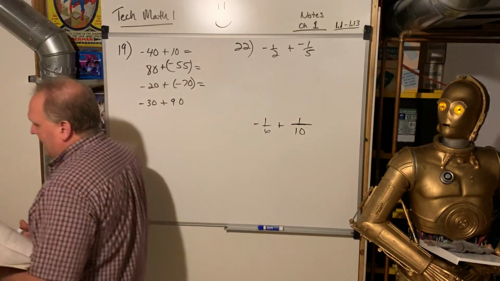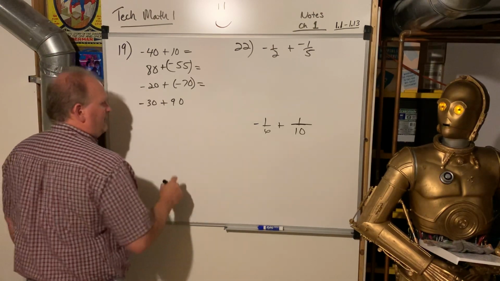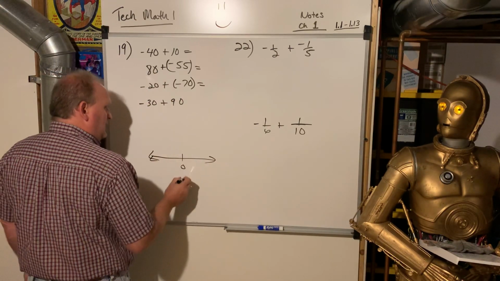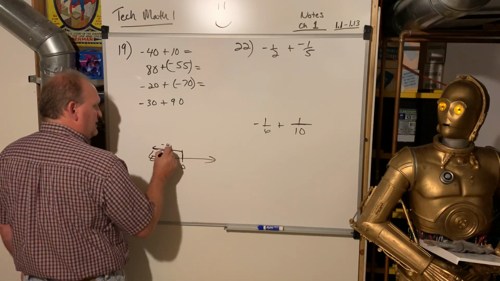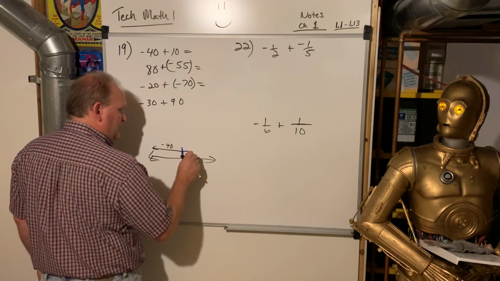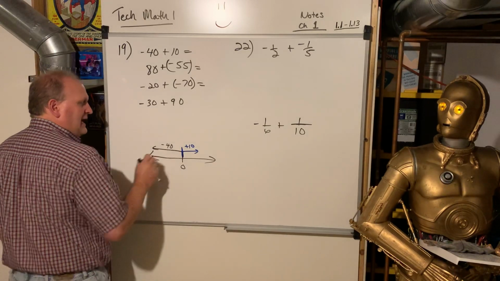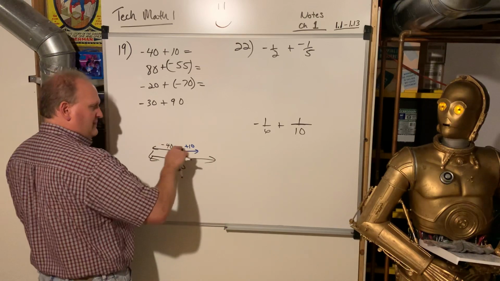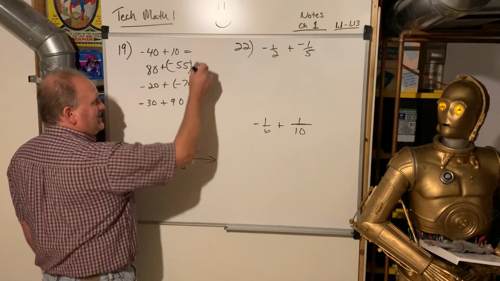Okay, so these, adding positives and negatives together, you think of it as a tug of war. Look, if I had this on a number line, and negative 40, here's 0. There's a force being applied at this point of negative 40. And then there's also a force being applied at that point at positive 10. Well, who's going to win that tug of war? Well, the negative is going to win. By how much? A negative 40 versus a positive 10, it's going to win by 30, and it's going to stay negative.